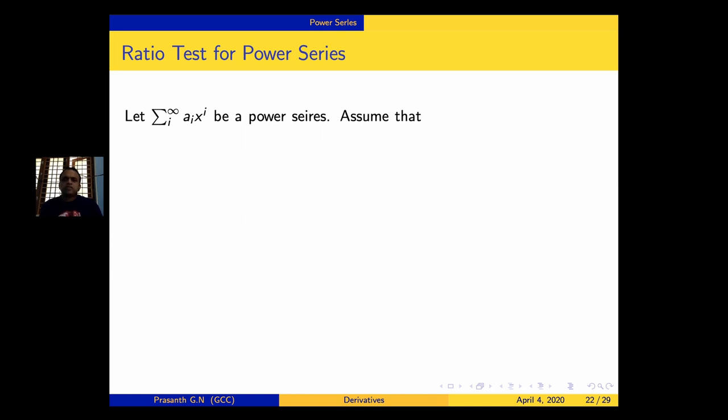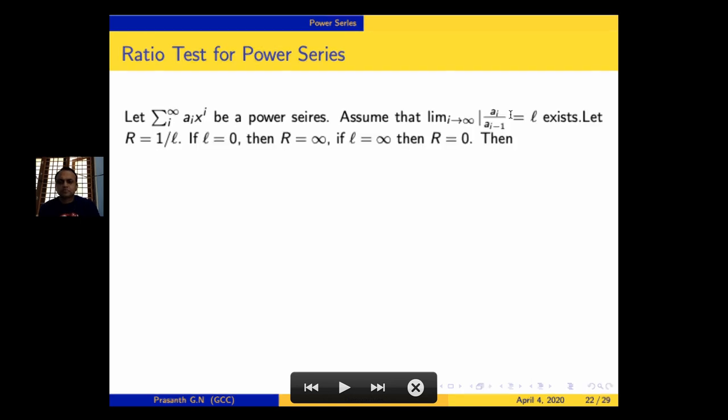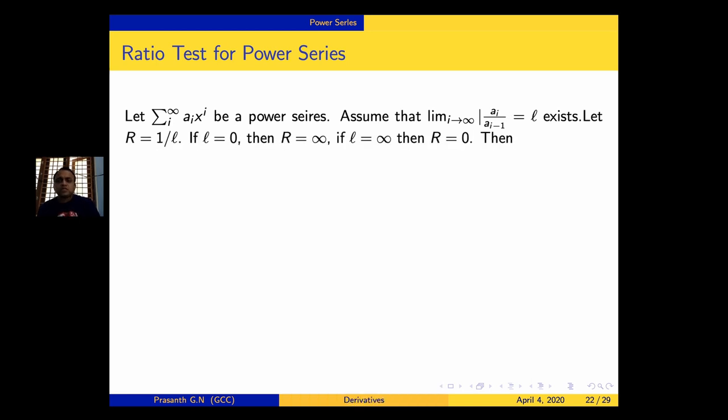Now, let us consider power series. What do you mean by power series? Till now, what we have studied is sigma i equal to 1 to infinity a_i. Now, we will discuss sigma i equal to 1 to infinity a_i x raised to i. So that's a power series. Assume that the limit as i tends to infinity of modulus of a_i by a_(i-1) is equal to L. Suppose there is a modulus there, I prefer. And assume that R is equal to 1 by L.